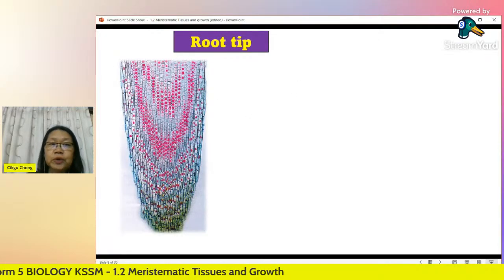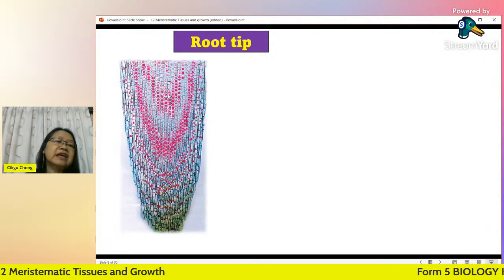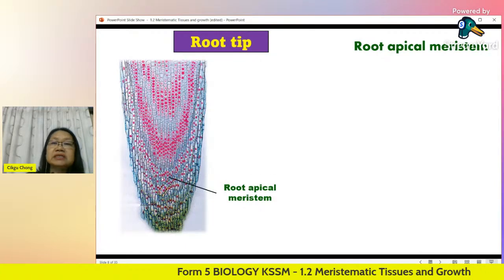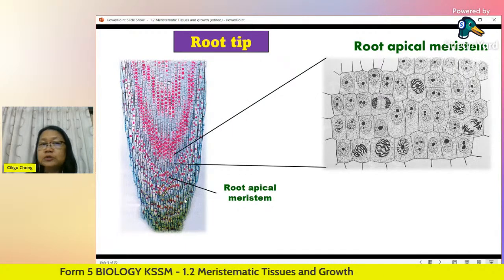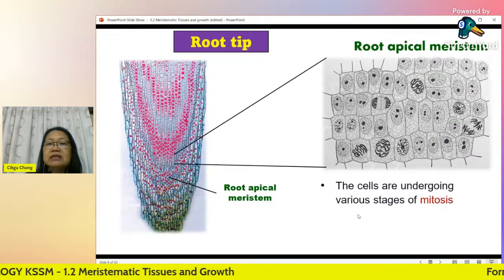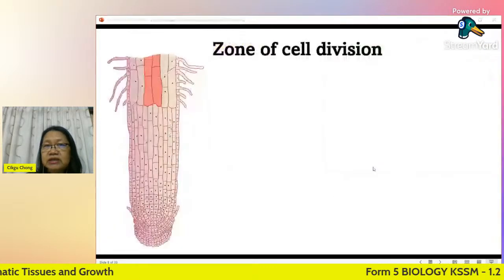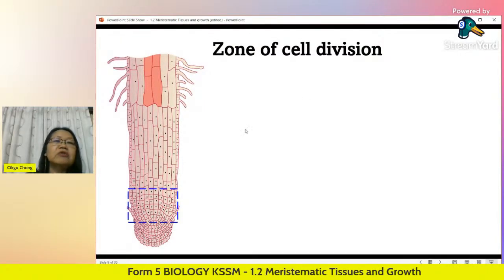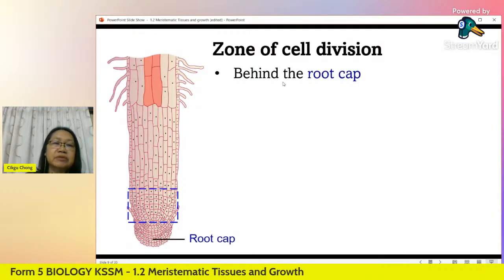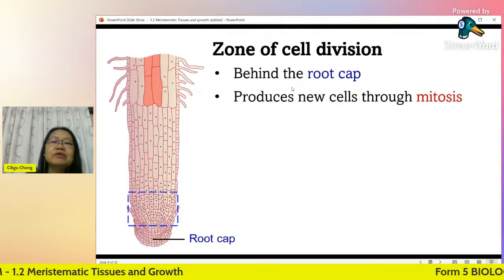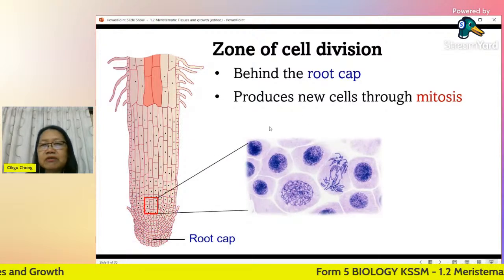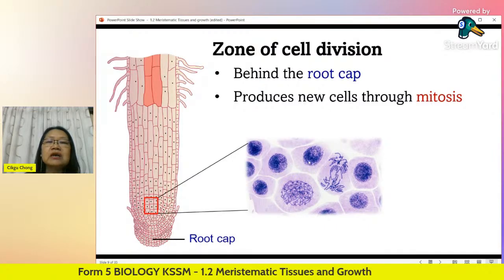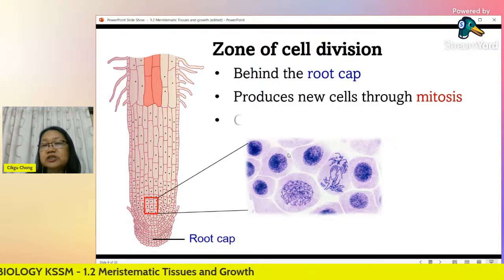This is another picture showing the root tip, but this is an actual slide taken under the microscope. Just now it was just a drawing. So the root apical meristem is here. If you put the label, it's over here. The cells are undergoing various stages of mitosis. Now we look at the zone of cell division, not cell elongation. The zone of cell division is still here. We're talking about the same thing. Behind the root cap, it produces new cells through mitosis. It's a bit of a continuation. This is a picture shown under the microscope of the meristematic tissues undergoing different stages of mitosis.